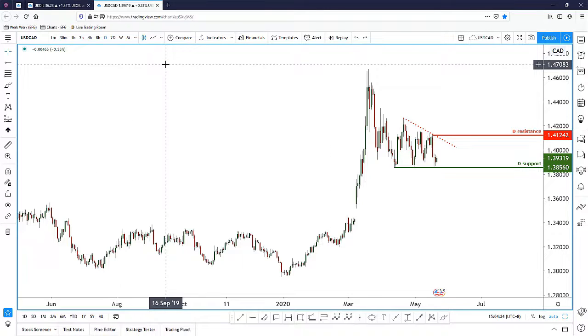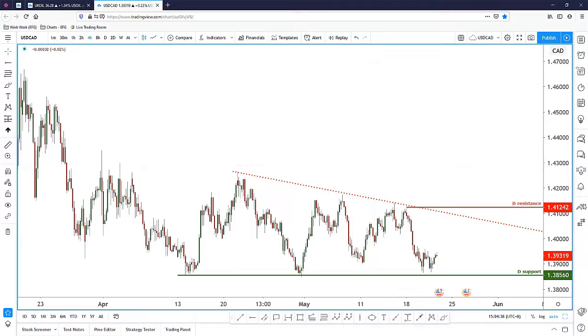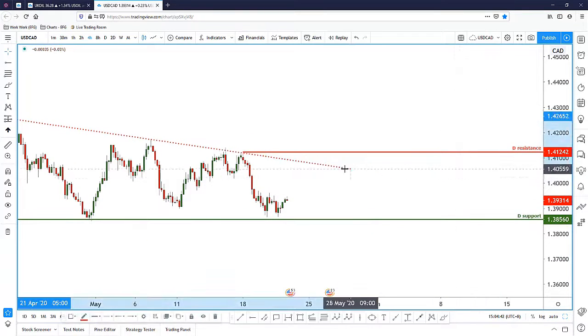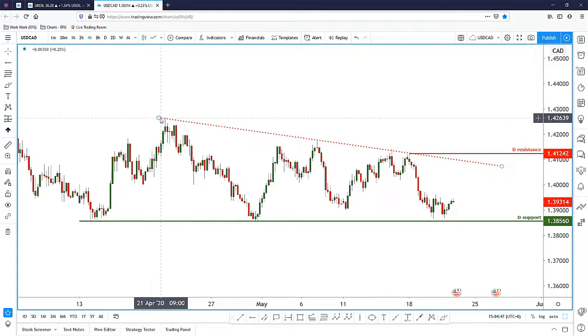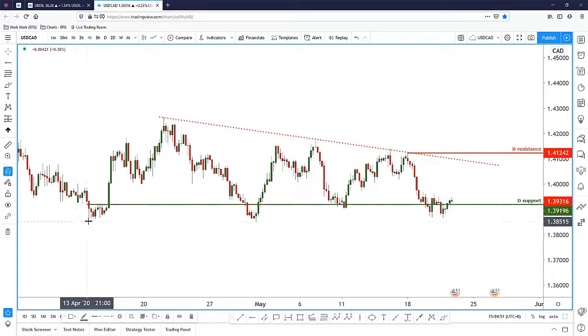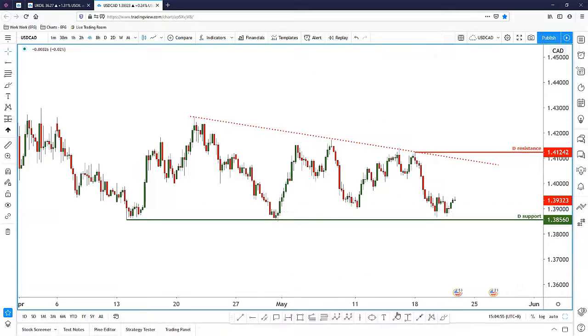Okay, so now that we have our daily support and resistance, let's go down to the 4 hours. All right, let me tidy this chart up. I just want to zoom in on this area here. Okay, so this is currently what we see, right?